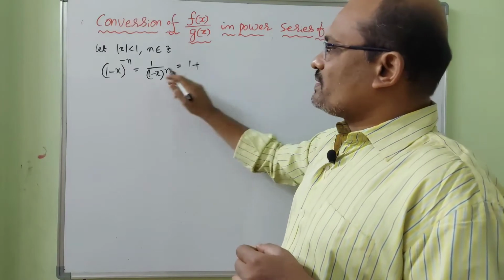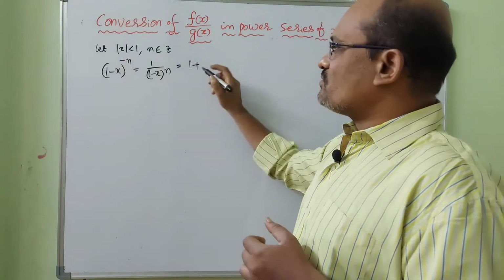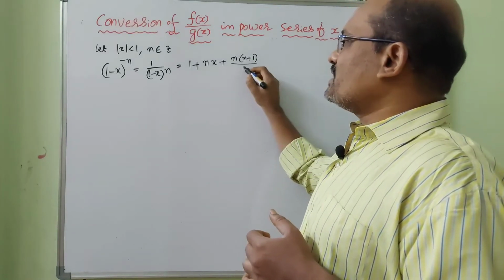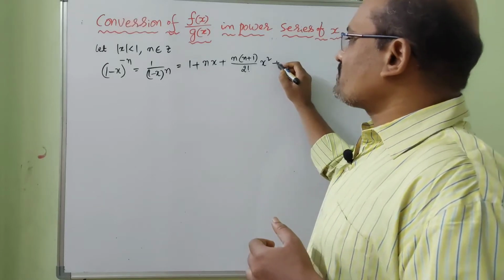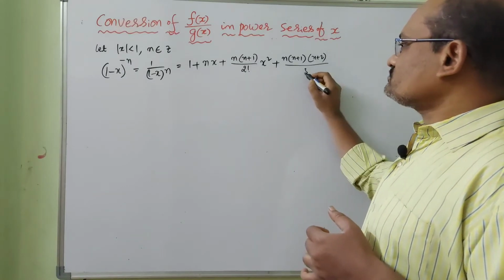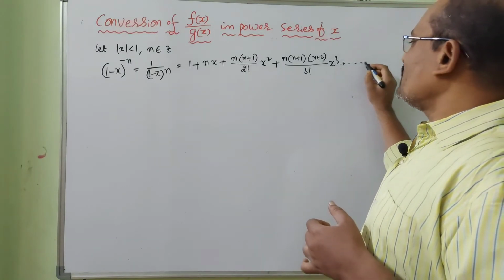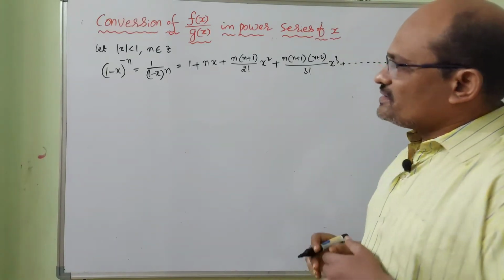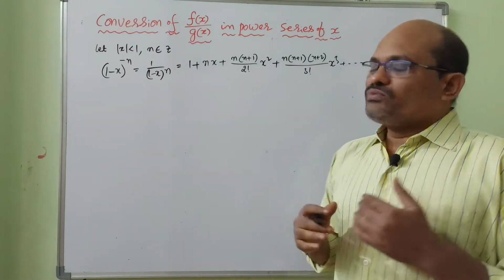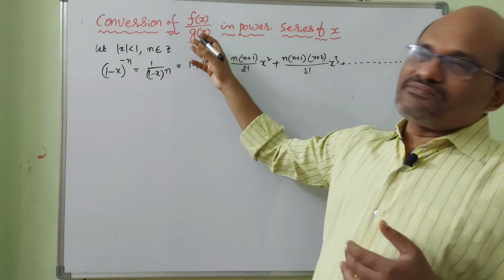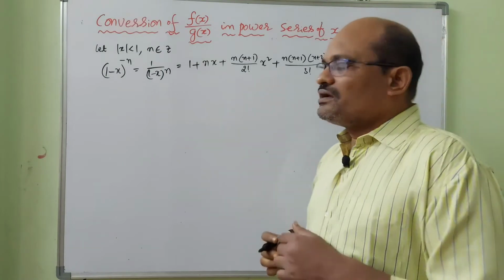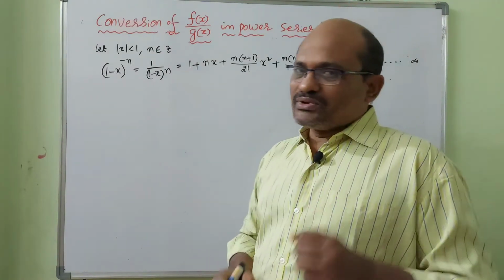Now the expansion of 1 minus x whole power minus n is 1 plus n into x plus n into n plus 1 by 2 factorial into x square plus n into n plus 1 into n plus 2 by 3 factorial into x cube plus so on up to infinity. This is called binomial theorem for rational index. By using this, we are going to convert a rational fraction in power series of x. Before that, let me write some examples.